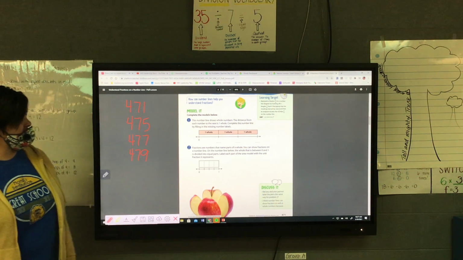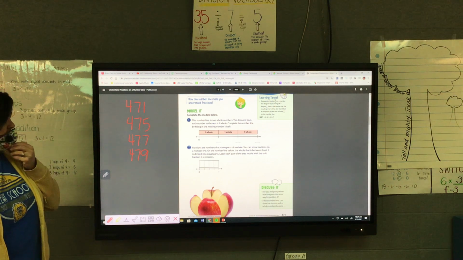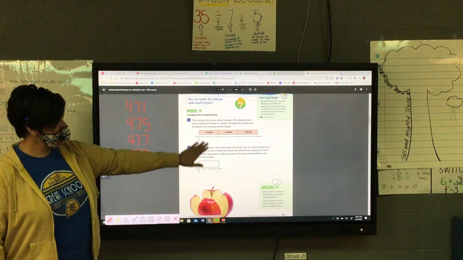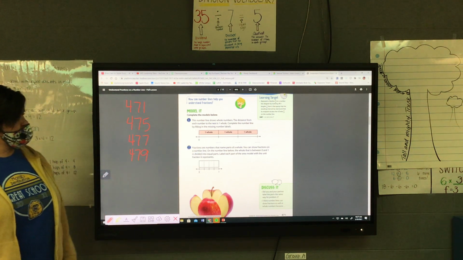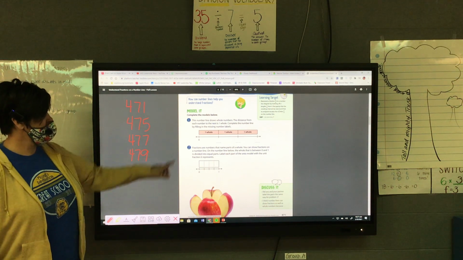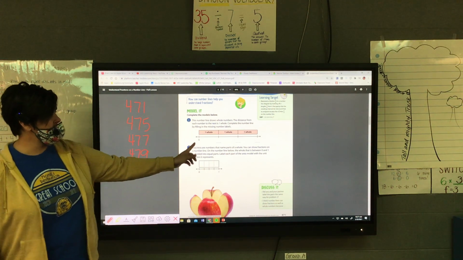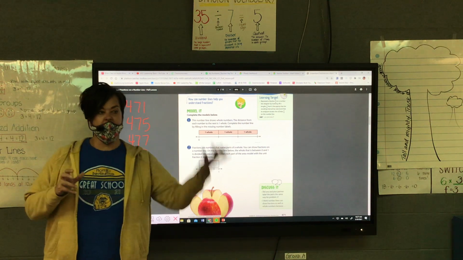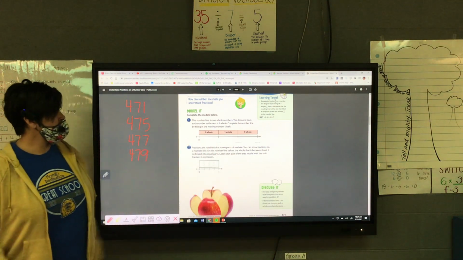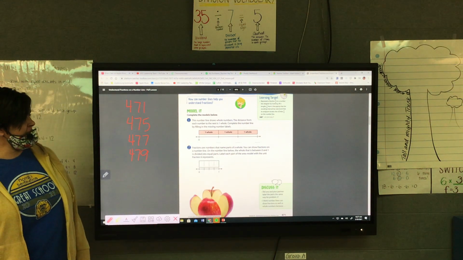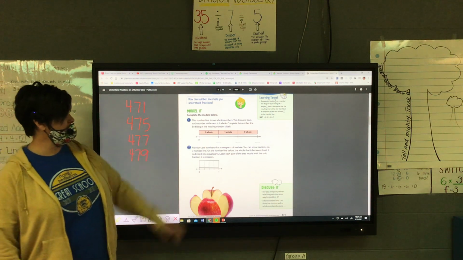The model says, complete the models below. Part 1. This number line shows whole numbers. The distance from each number to the next is 1 whole. Complete the number line by filling in the missing number labels.